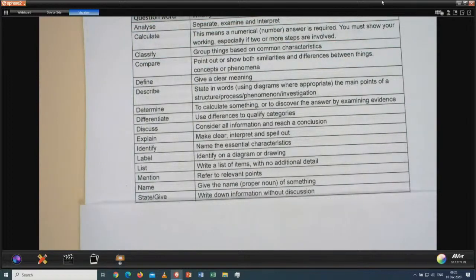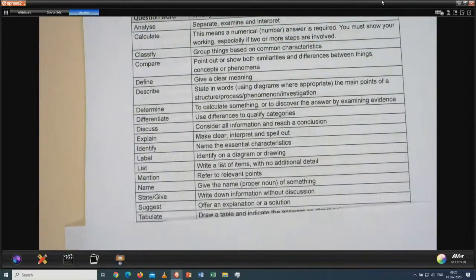You don't have to go overboard. Just write down information without discussing that particular information. Suggest: offer an explanation or a solution. Come up with a suggestion to something. Tabulate: draw a table and indicate the answer as direct pairs. Right, that will be the last one under our key question words.